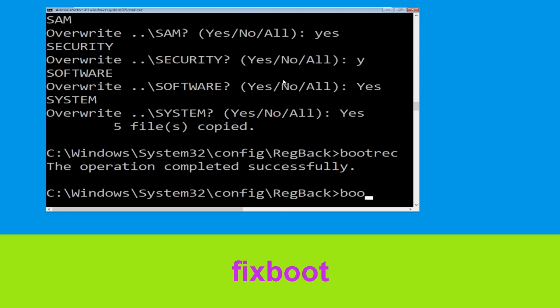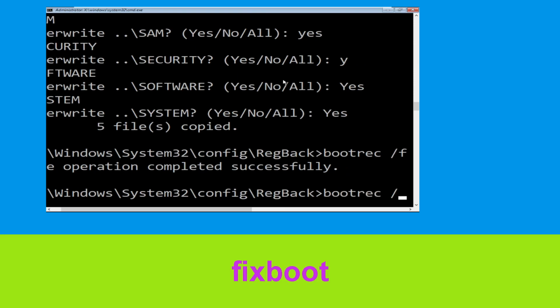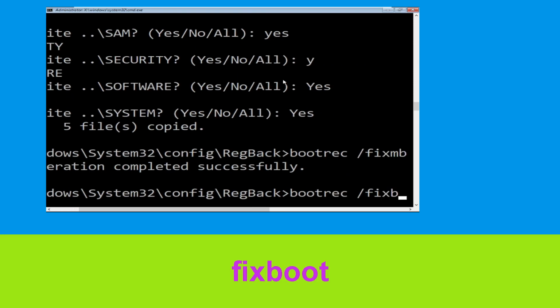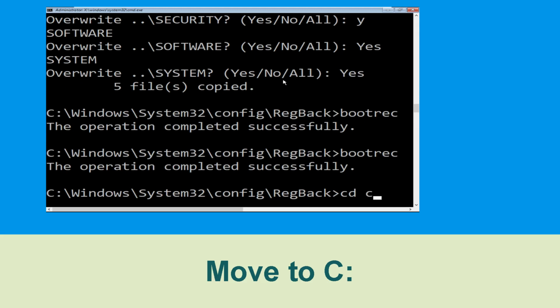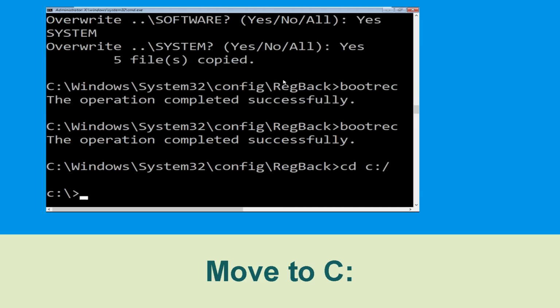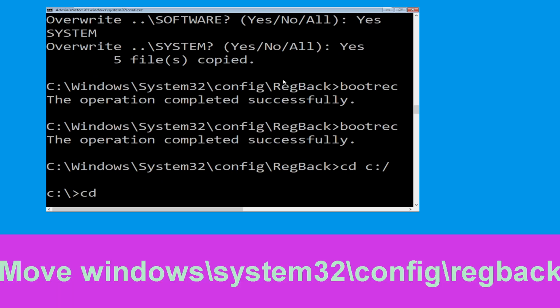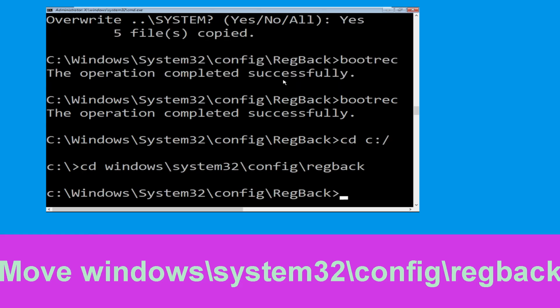Now type bootrec space /fixboot and hit enter to execute. Now type in cd space c:/ and simply hit enter to execute the command. Let's execute this command. Type cd space windows/system32/config/regback, then simply we need to hit enter to execute this command.